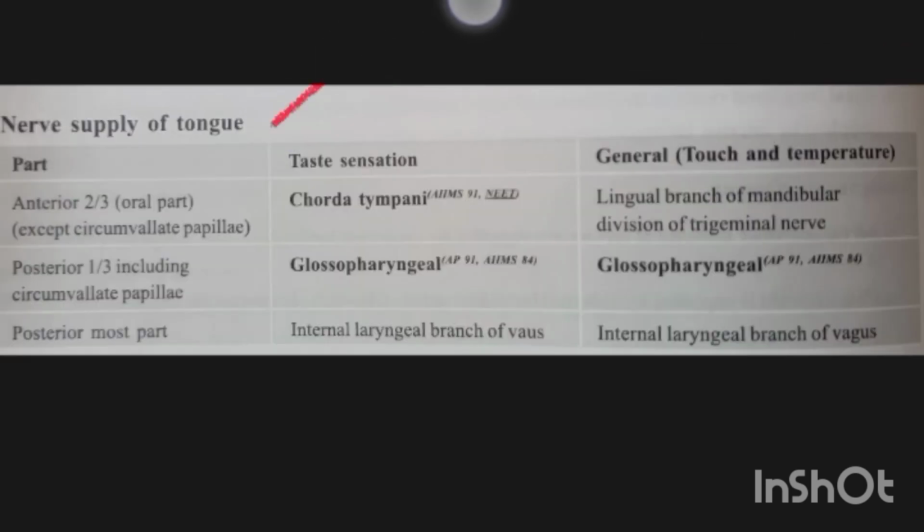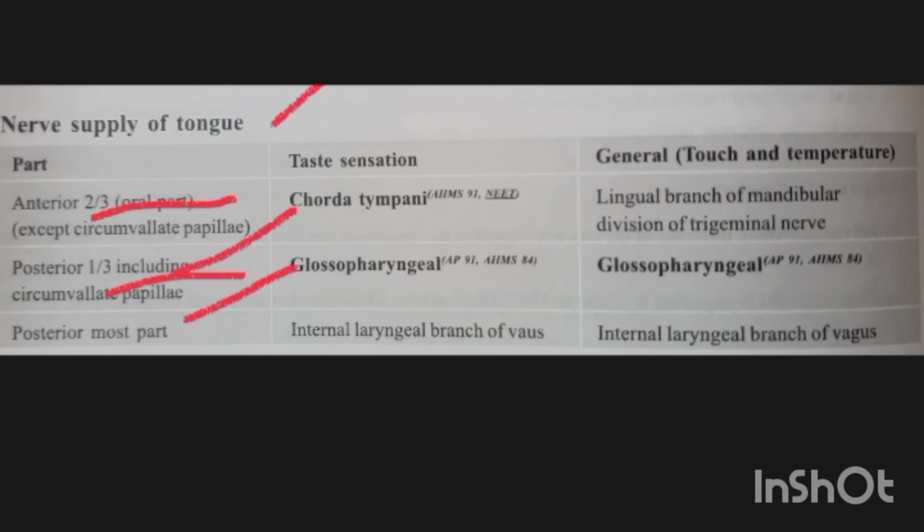Nerve supply of the tongue. The tongue is divided into three parts, that is anterior 2/3, posterior 1/3 and posterior most part. Let us see both taste sensations and general sensation. For the posterior 1/3 and posterior most part, both the taste sensations and general sensations are carried by the same nerve.